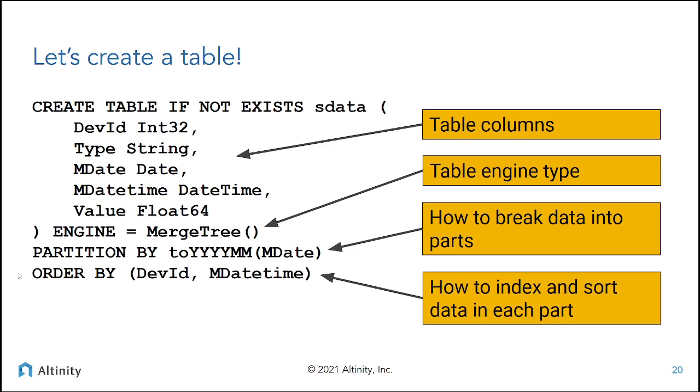And then finally, how to order the data. This ORDER BY is very important in columnar databases. We do order all of the columns, so we need to make a choice up front. We also use that to build what's called a sparse index, which enables us to find anything that is referenced by this column dev ID and column mDateTime. We'll talk a little bit more about that in later slides so that this will become clear.